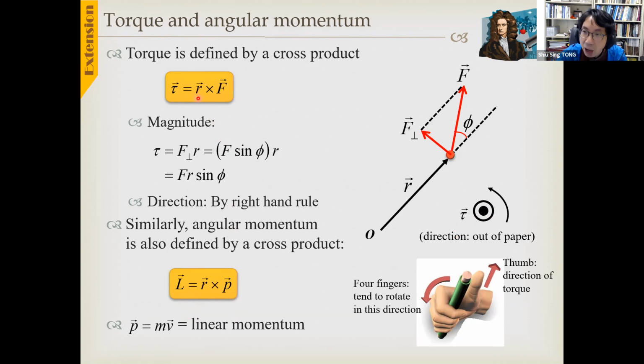Now, the torque is r cross F. Originally, we defined F perpendicular multiplied by r, right? But for vectors, we can define it r cross F. For angular momentum, the same thing happens. Our original definition is the perpendicular component of the linear momentum p multiplied by r, right? And we do it similarly to the torque. Now we define the angular momentum as r cross p, okay? It's also defined by a cross product. And p is, of course, the linear momentum mv, okay?